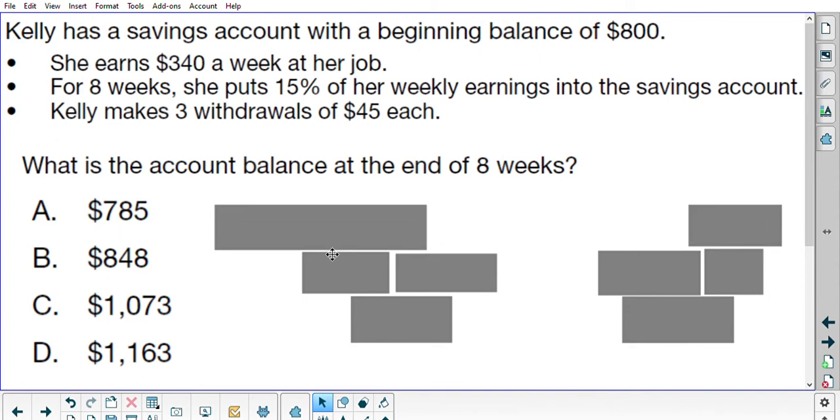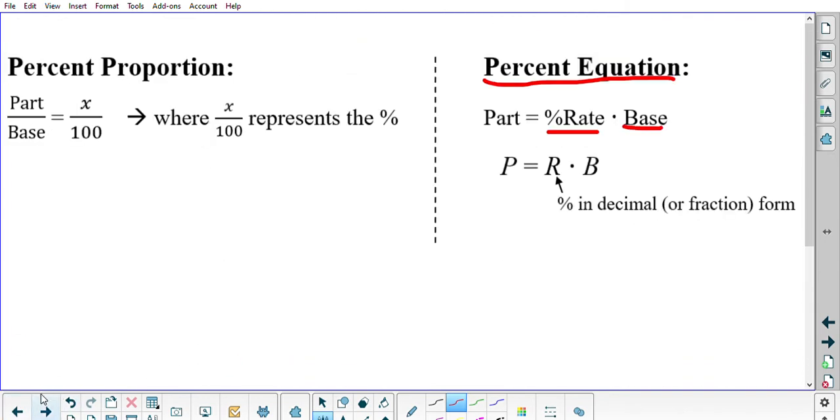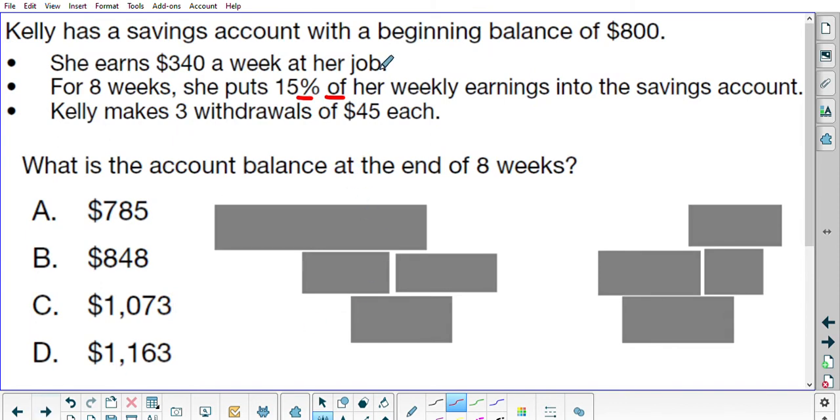Okay, I hope you have already done this on your own. First thing I want you to notice is that it says 15% of. Remember how we talked about that whenever you have a percent followed by the word of, the very next thing will be your base. So 15% of what? Of her weekly earnings. Well, what was her weekly earnings? Oh, they tell you that at the very beginning. $340 every week is what she is earning.